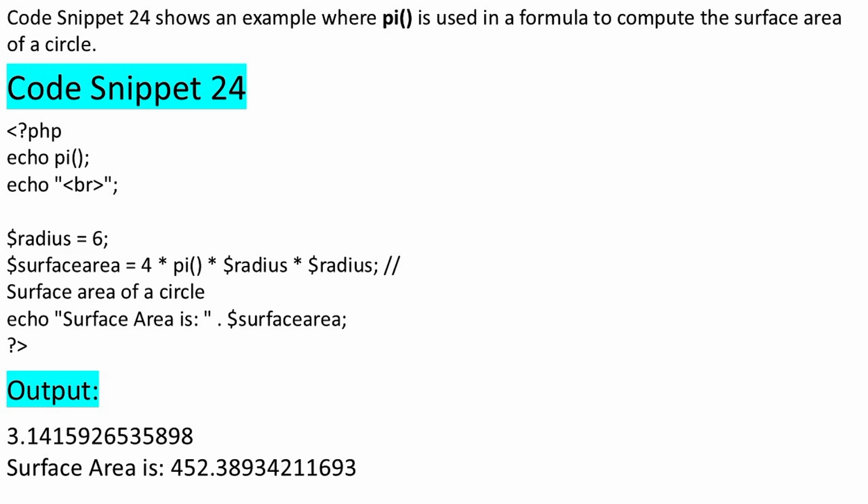To calculate the surface area of a sphere, we use the formula 4 × π × r², where π represents the pi constant and r is the radius. In PHP, this formula is written as $surfaceArea = 4 * pi() * $radius * $radius. Here the pi function automatically provides the value of π, and the rest of the expression performs the multiplication to calculate the surface area.